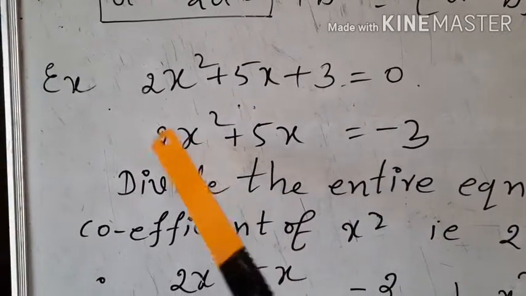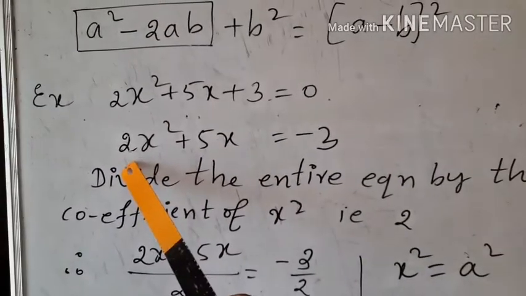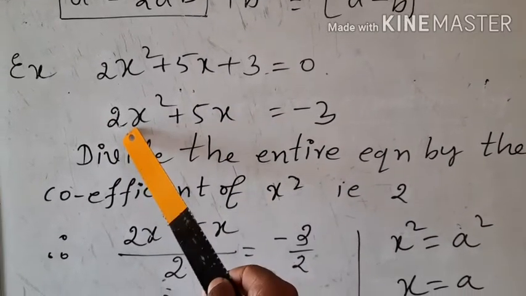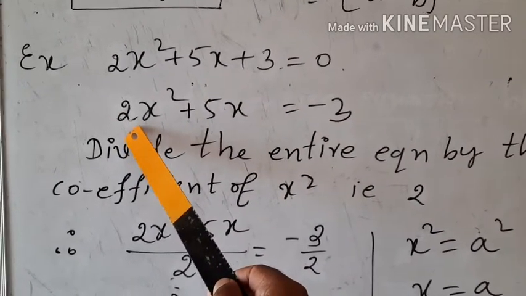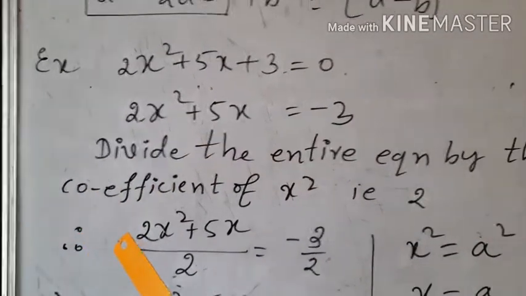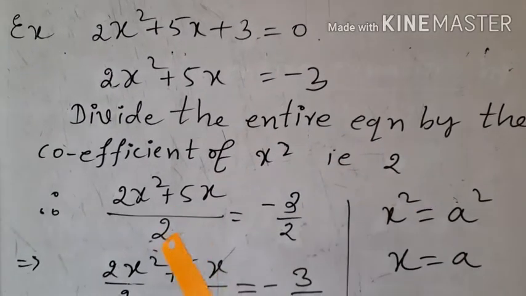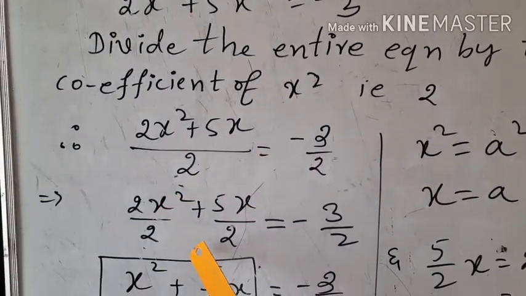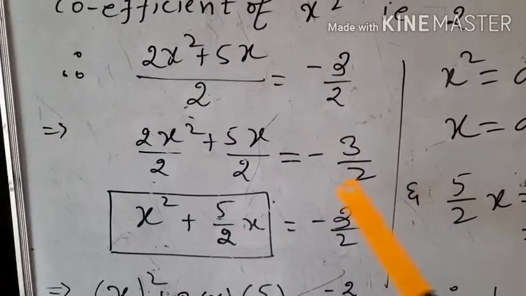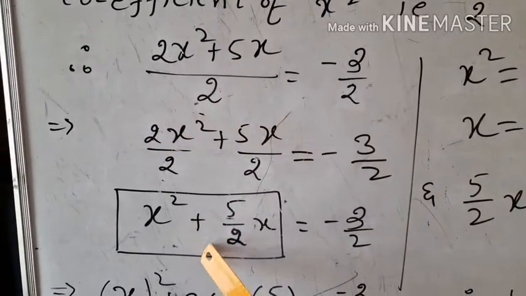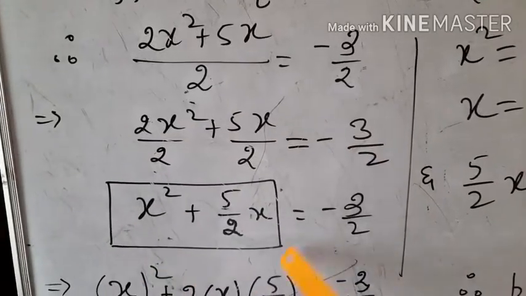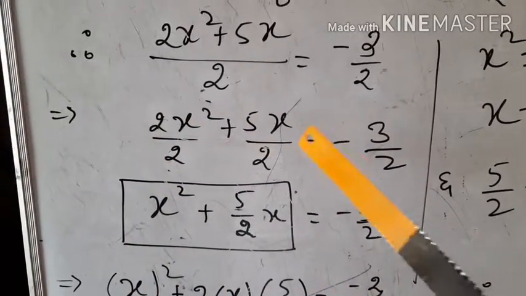If the coefficient of x square is 3, divide the entire equation by 3. If the coefficient of x square is 5, divide the entire equation by 5. So here the coefficient of x square is 2, we divide it by 2 only. After dividing the LHS and RHS by 2, we have 2x square by 2 plus 5x by 2 is equal to minus 3 by 2, right? Now this 2 and 2 will get cancelled, therefore x square plus 5 by 2x is equal to minus 3 by 2.